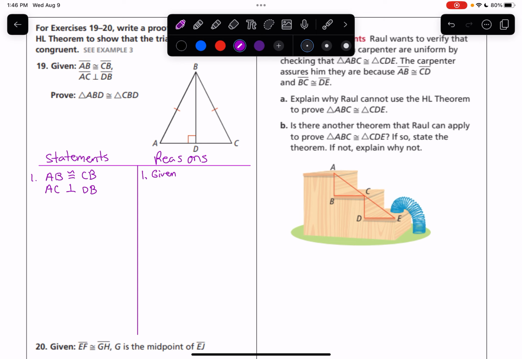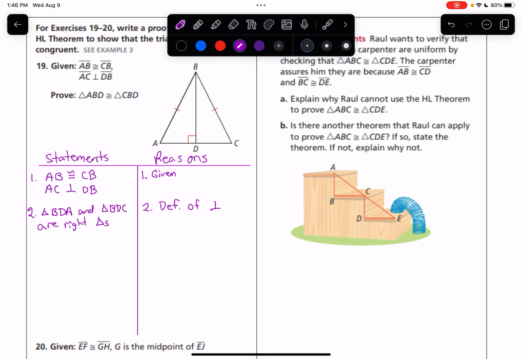So we can say that triangle BDA and triangle BDC are right triangles, because we need to know that they're right triangles in order to use the hypotenuse leg theorem. So it's important that that's in your proof somewhere. Okay, so that is because of the definition of perpendicular, creating right angles, which makes right triangles. So the definition of perpendicular.